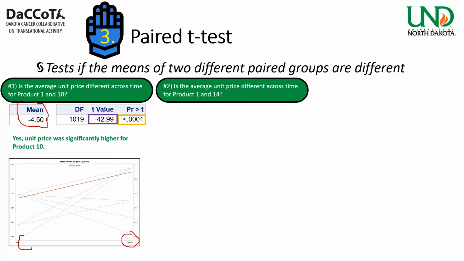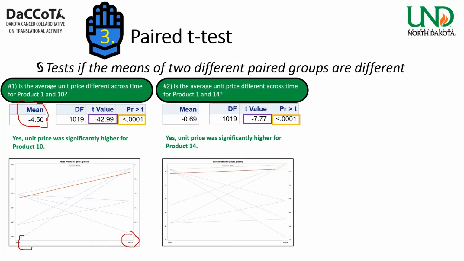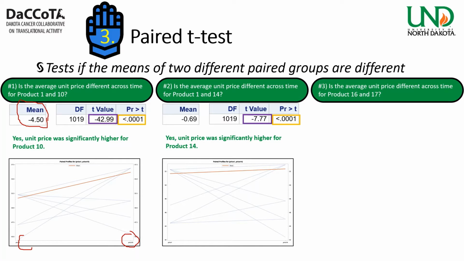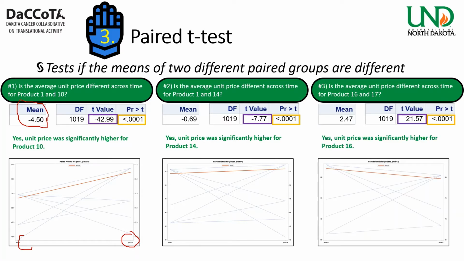We can do the same thing for other products, product 1 and 14. Again, that's significant. Not quite as strongly, but it is significant there. And then we could do, say, product 16 and 17. Again, it's significant. But in this case, product 16 over here was significantly higher than product 17.